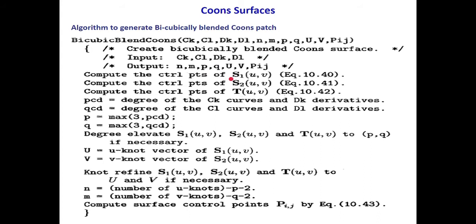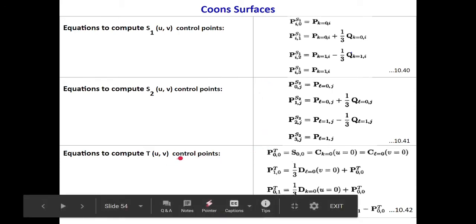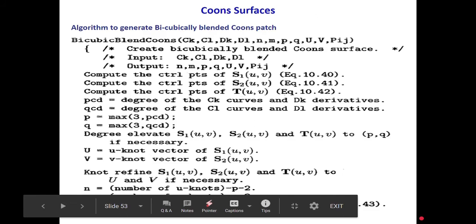Now, the first step is to calculate the control points for surface 1, and these are the equations which can be used to calculate the control points for surface 1. Similarly, the second step is to compute the control points for S2, and these are the equations which can be used to calculate those control points. And then the third one is to calculate the control points for T of u,v, which is the tensor product surface, and this surface will have 16 control points, and these will be calculated using these equations. So these are the first three steps in the algorithm.